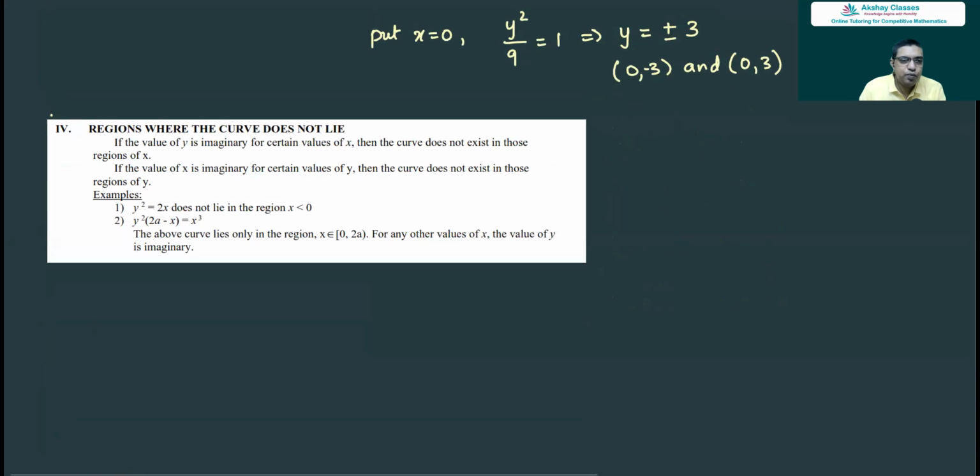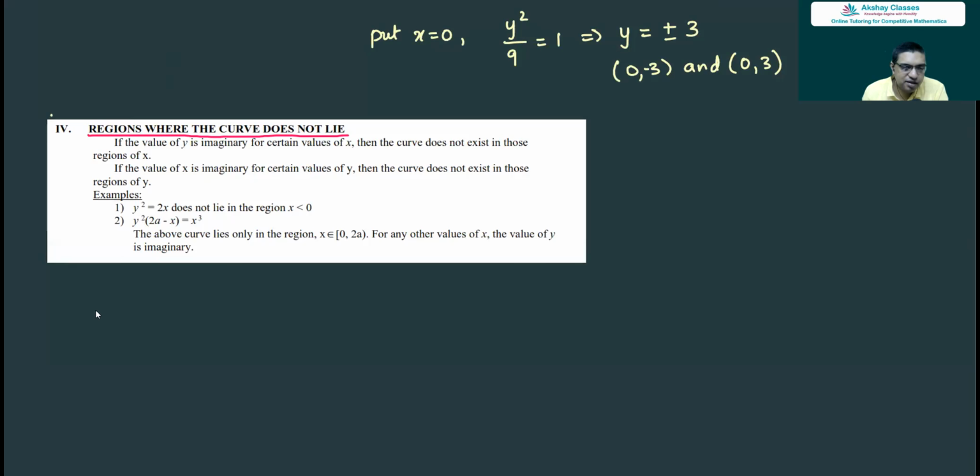Okay, the region where the curve does not lie, that is easy to find. More better than where does the curve lie. Now, if the values of y are imaginary for certain values of x, then the curve does not exist in those regions of x. Very logical. And similarly, vice versa. If the values of x are imaginary for certain values of y, then the curve does not exist in those regions of y.